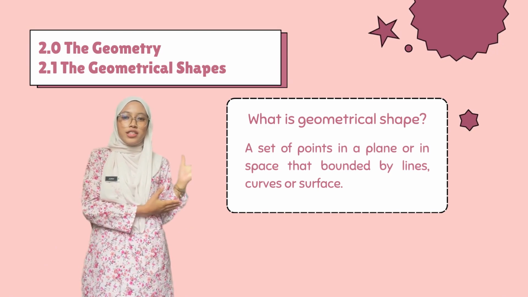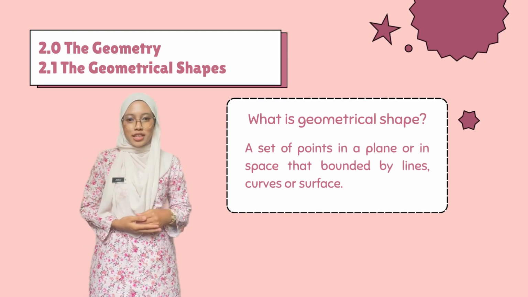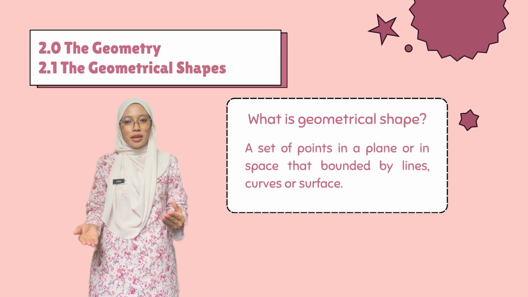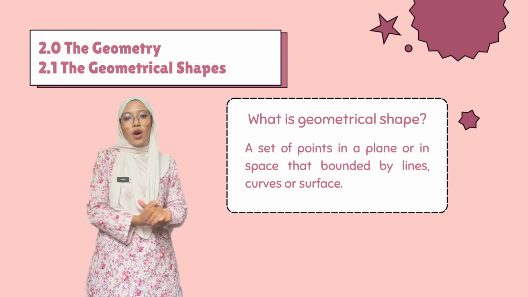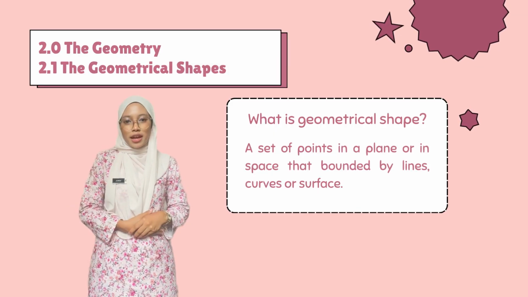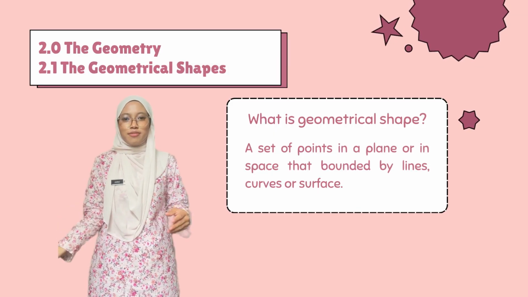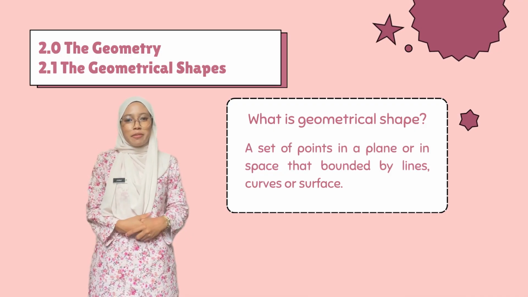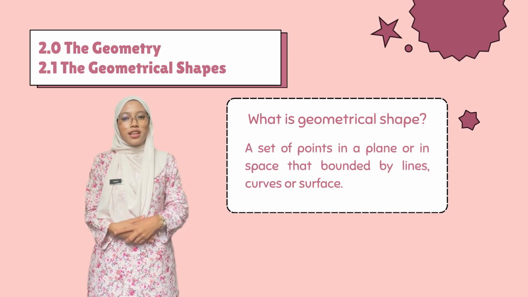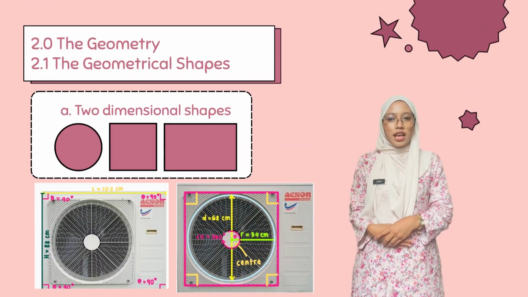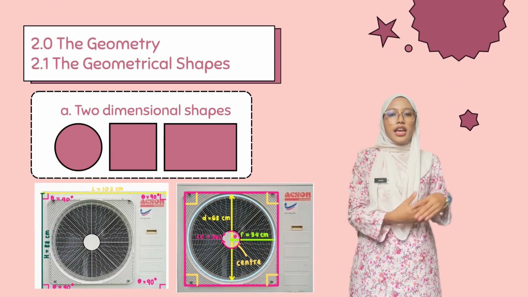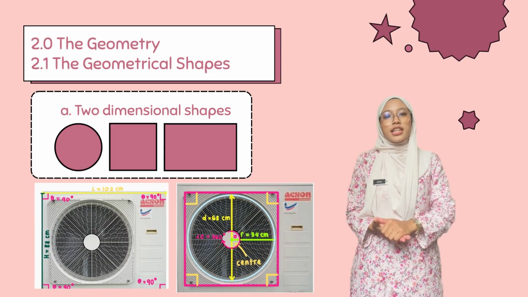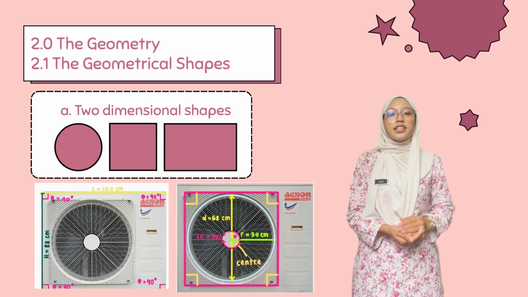Now let's move on to the next part, which is geometrical shape. What is a geometrical shape? A geometrical shape is a set of points in the plane or in space that is bounded by lines, curves or surfaces. There are 2 types of shape in my diagram, which are 2D and 3D. First, let's look at the 2D shapes. In this diagram, you will see a circle, a square, and a rectangle.